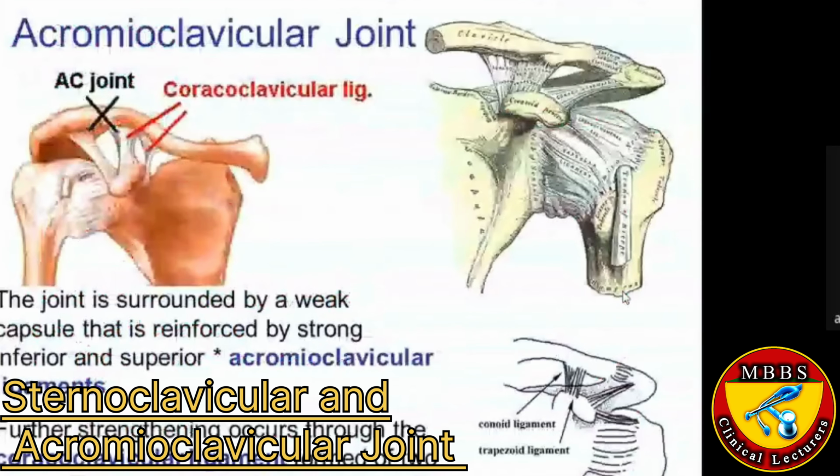The acromioclavicular joint, we have seen, is surrounded by a capsule, the fibrous capsule, and this was also reinforced by the superior and the inferior acromioclavicular ligaments. Further strengthening occurs by a ligament, the coracoclavicular ligament, which is formed by strong fiber bundles, the lateral trapezoid and the medial conoid ligaments.